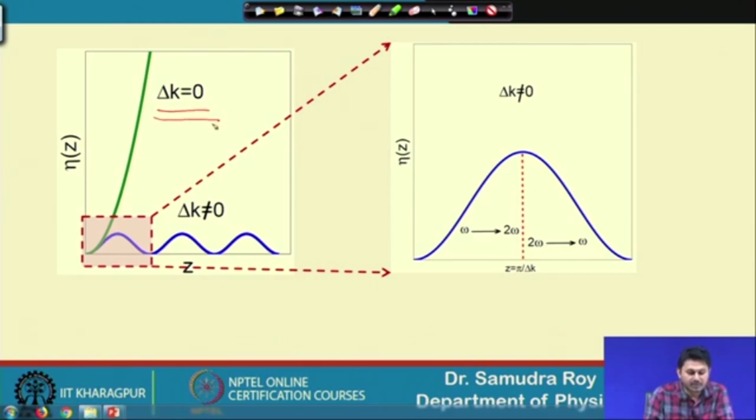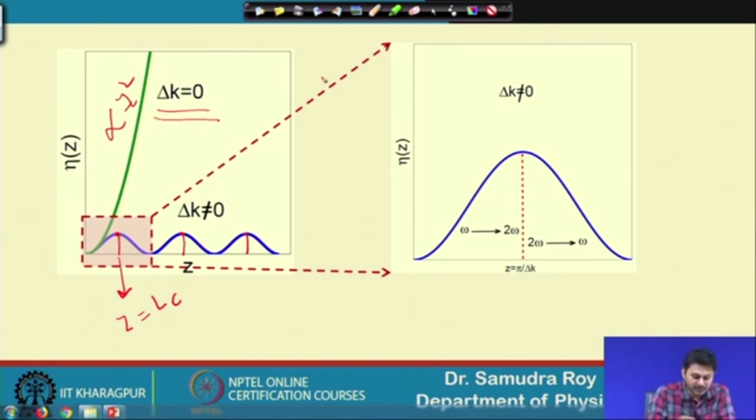This curve is proportional to z square and it is happening when delta k is equal to 0, that we have already figured out. But this is the more realistic case, when delta k is not equal to 0, the efficiency will not be that much, but we still have some value where efficiency reaches a maxima. For example, these are the points. Now, these points, where efficiency is maxima, are called the coherence length. So, at this particular coherence length, the efficiency reaches a maxima.